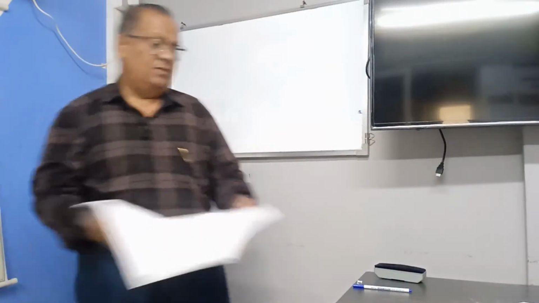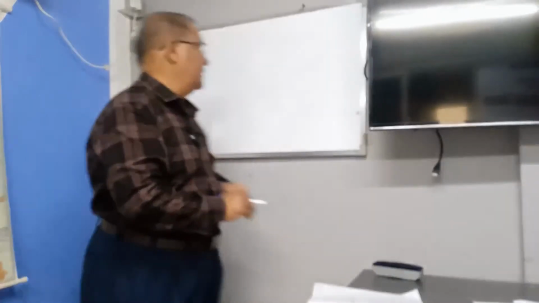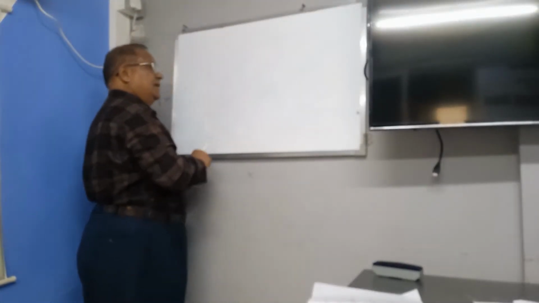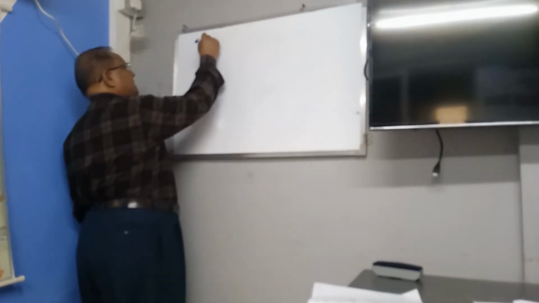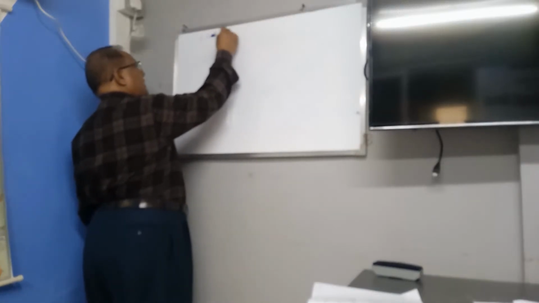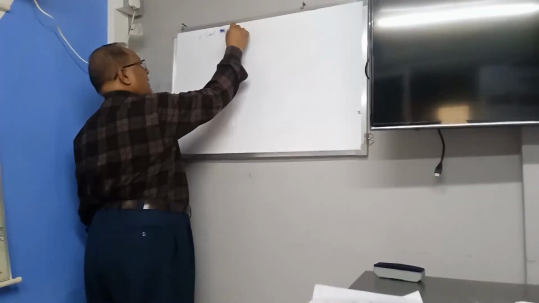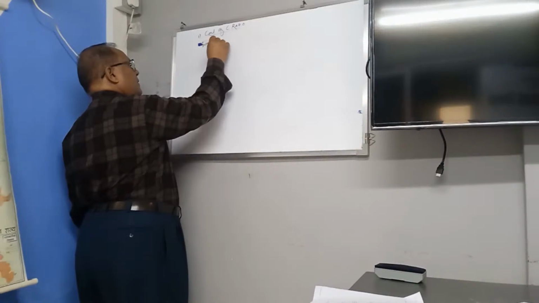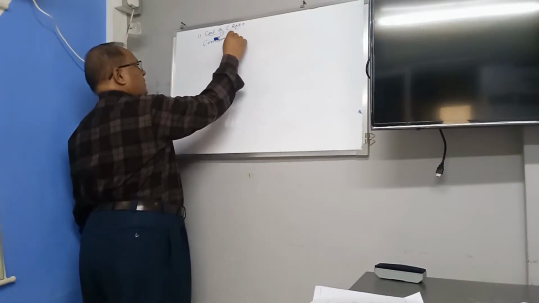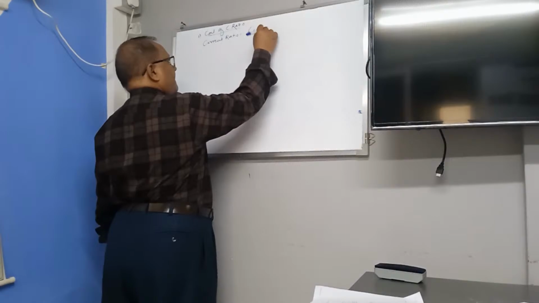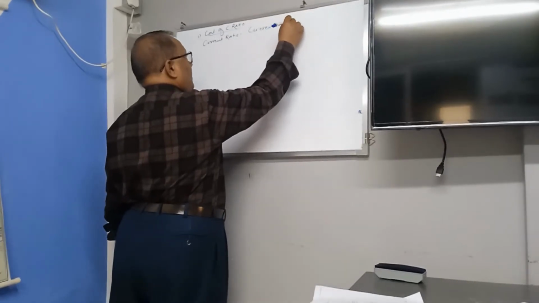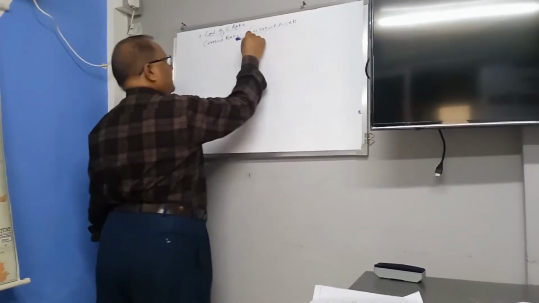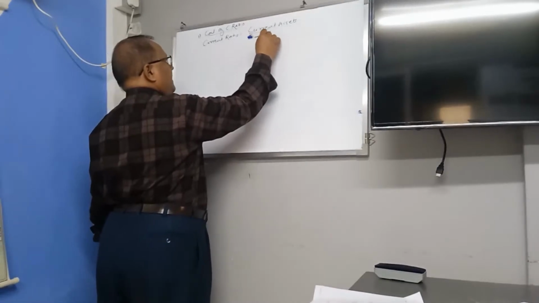From that they ask us the current ratio first. We can take into consideration here, first will be the current ratio. We'll see the calculation of the current ratio. Current ratio is equal to current assets upon current liabilities.